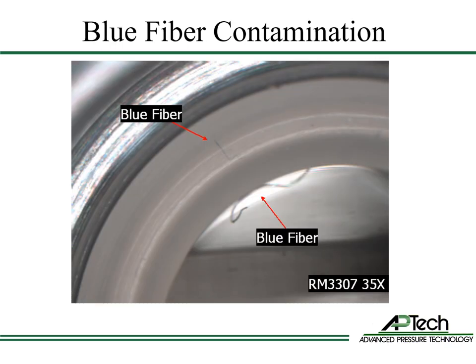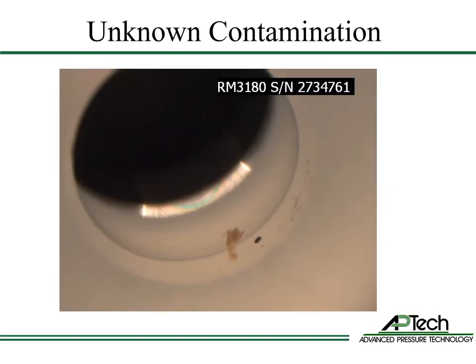This image shows foreign fibers attached to the sealing surface of a seat. Foreign matter on the sealing surface will often cause the valve to leak across the seat. This image shows unknown contamination on the sealing surface of a regulator.